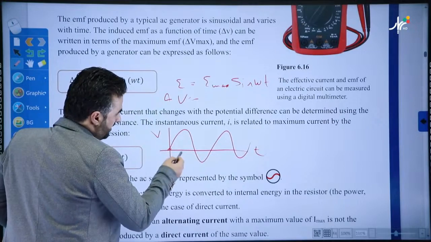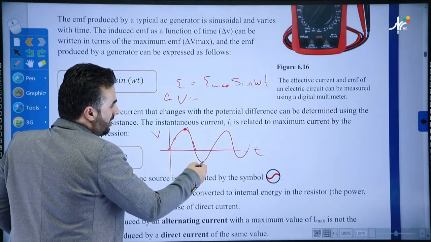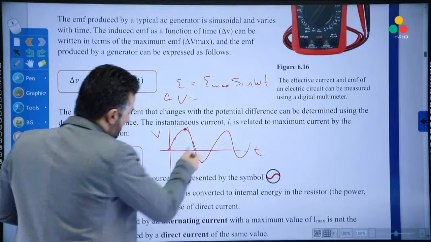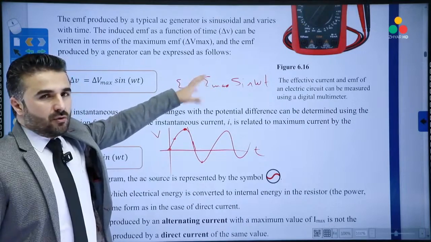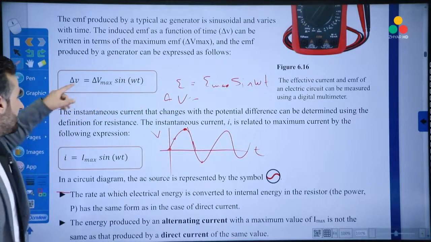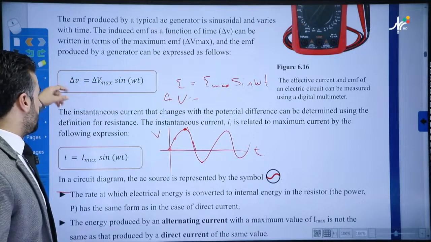So you can see at a point it is 0, at a point here it is increasing until it gets maximum, then decreases to 0, then maximum but in the negative direction. This is a sinusoidal wave, yeah? So of course, instead of writing this, we can just write this instead. Instead of electromotive force, we can say a potential difference or voltage here.